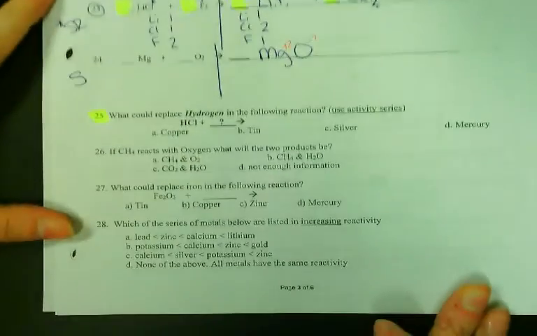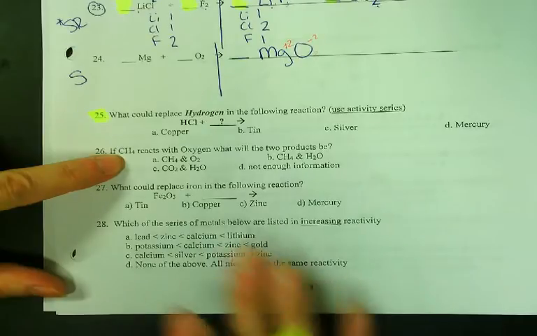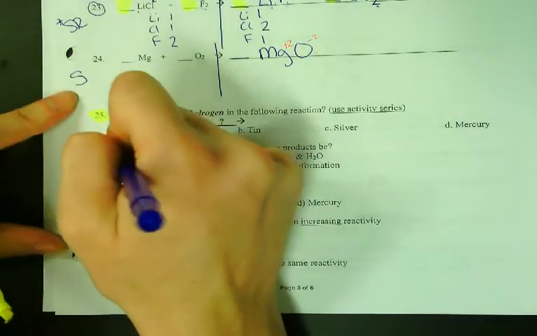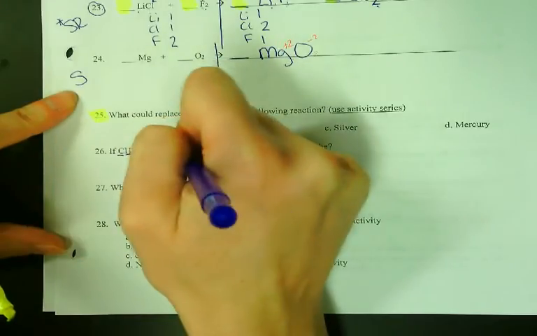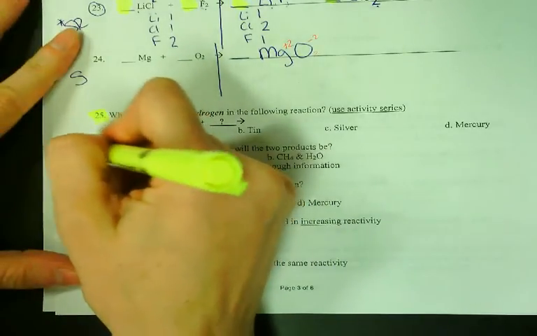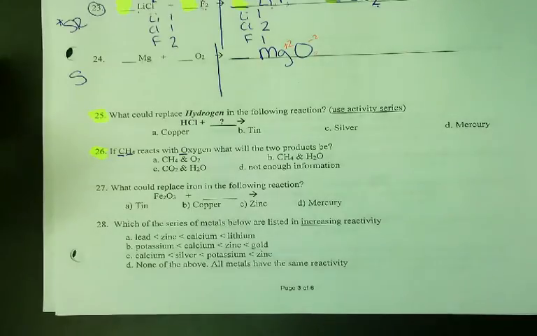Okay, if methane, which is CH4, reacts with oxygen, what will the 2 products be? I'm not going to give you this answer, but I am going to go this, and this. Okay? We've said this several times today. You should be able to figure out what type of reaction that is, and then what the products always are.